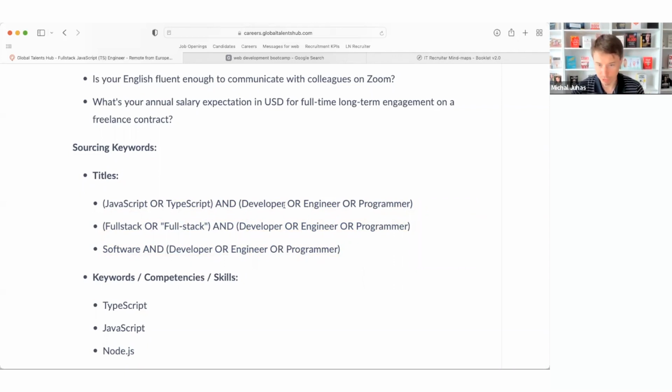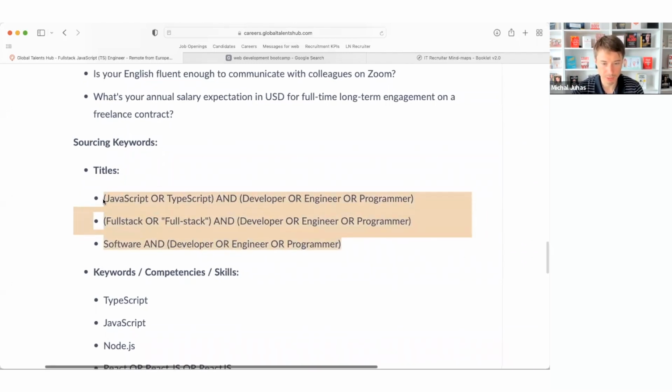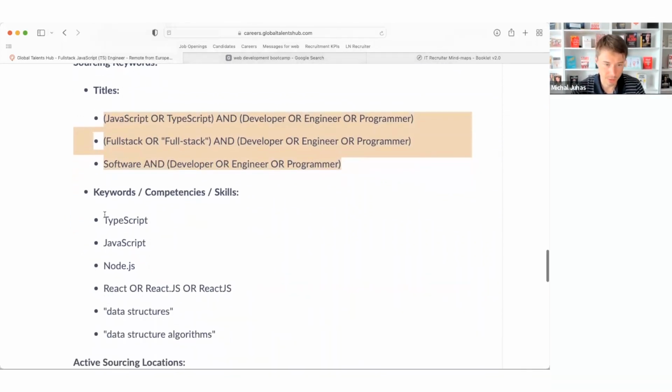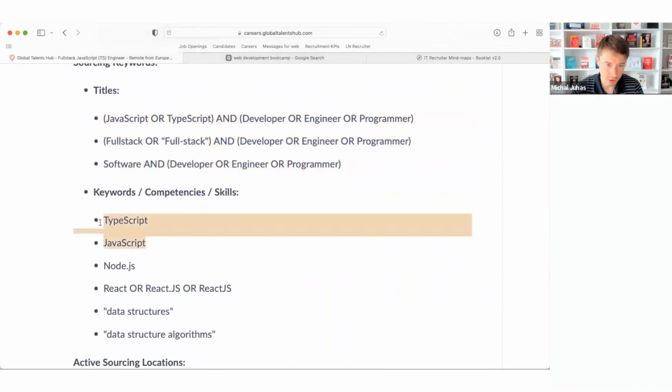For example, JavaScript developer, JavaScript engineer, TypeScript developer, TypeScript engineer, Fullstack developer, Fullstack engineer, full-stack developer, full-stack engineer, software developer, software engineer, software programmer. So this is very powerful, but it's not just it. We need people who don't, for example, use C#, but rather use TypeScript, because that's the must-have skill, or JavaScript, either or. And that's why I would put it to either skills or keywords, TypeScript or JavaScript.